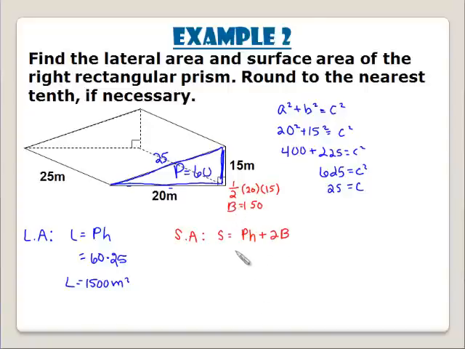We now have everything we need. Let's go ahead and plug it in. We got this, the perimeter base times the height. We got that from the lateral area. So I'm going to plug that in here. Plus 2 times the area of the base, which we figured out was 150. Okay, so then we just plug that in, and we get 1800.